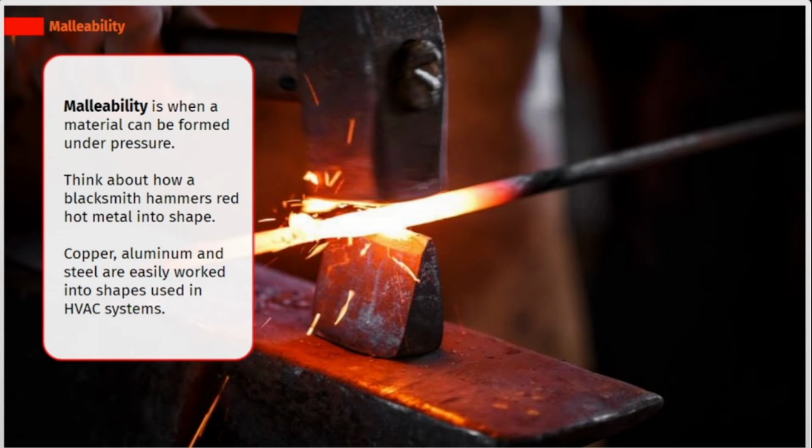Malleability is when a material can be formed under pressure. Think about how a blacksmith hammers red-hot metal into shape. Copper, aluminium and steel are easily worked into shapes used in HVAC systems.